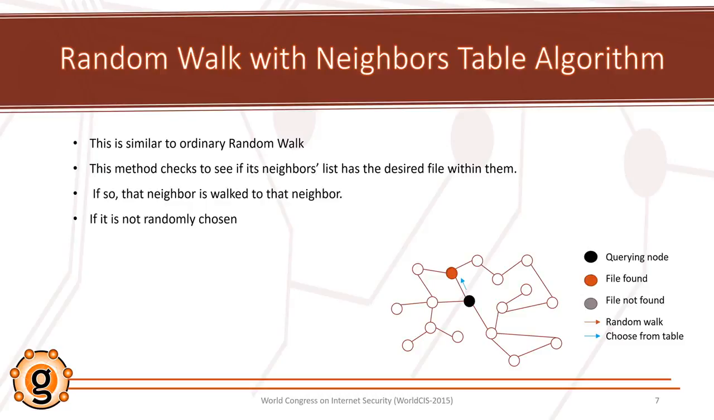In the second case, if the root checks its neighbor list and does not find the file, it will walk randomly. Then the next node will check its table and search for the file. If the file is found, it will take a planned walk. If it's not found, it will walk randomly. Here it's found, so it's a planned walk to the neighbor.